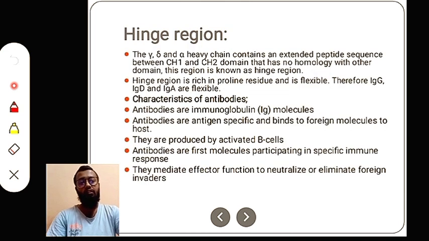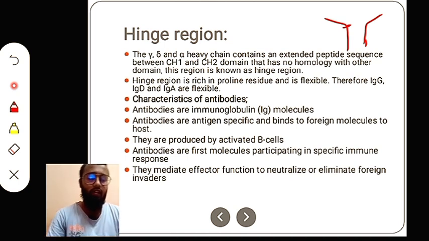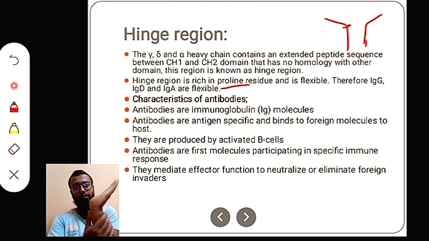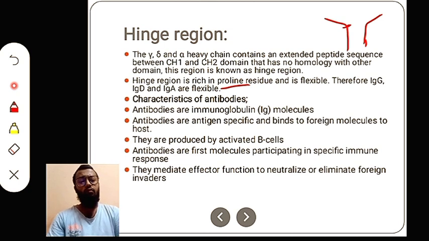The last point is the hinge region. As I earlier mentioned, the hinge region is a region of amino acids of the antibody. This hinge region varies in every immunoglobulin, like in gamma, alpha, delta, all of them vary. And this hinge region is rich in proline residues. It is very rich in proline residues, and it is flexible in nature. Imagine this is a hinge region, so it is flexible like our wrist, and it is very helpful in allowing the antibody to attach to the antigen.